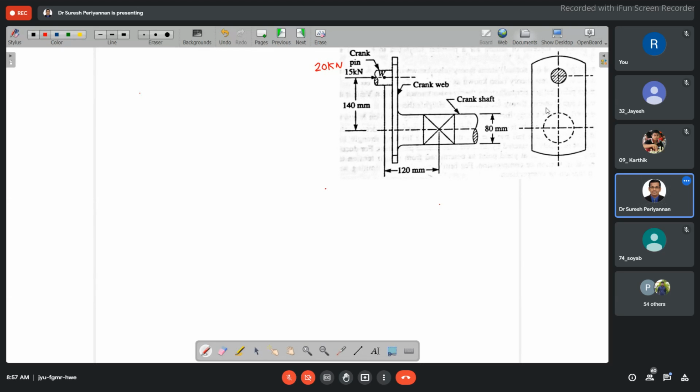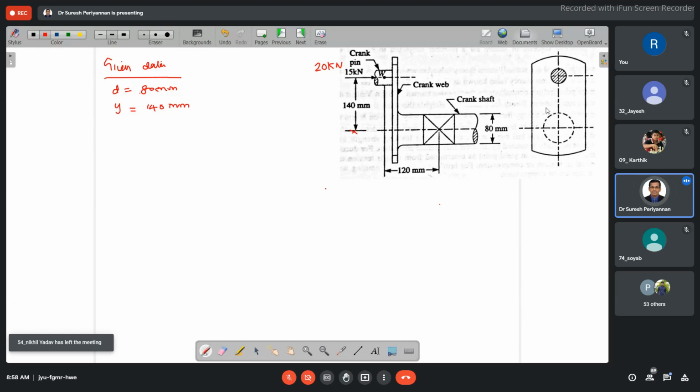Now D is given here, I mean 80 mm. And the offset distance from the axis of the crankshaft is given, I mean 145 mm. Right? That is, I can consider the y direction. It's 140 mm.